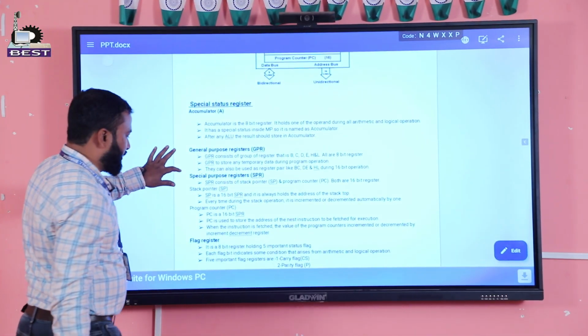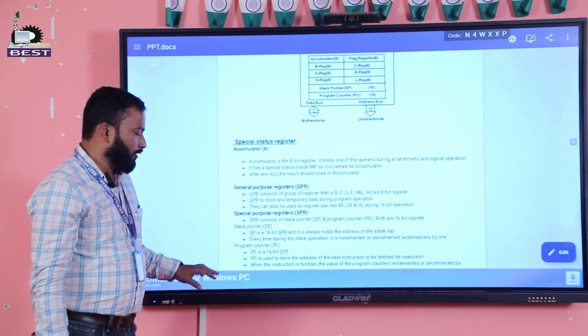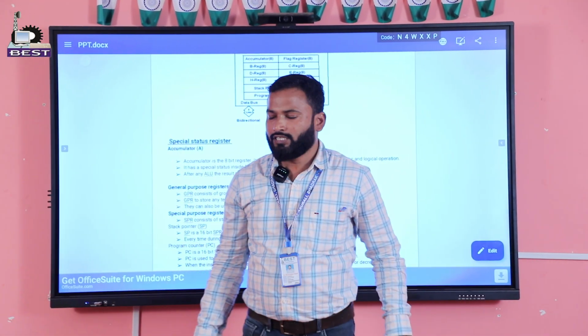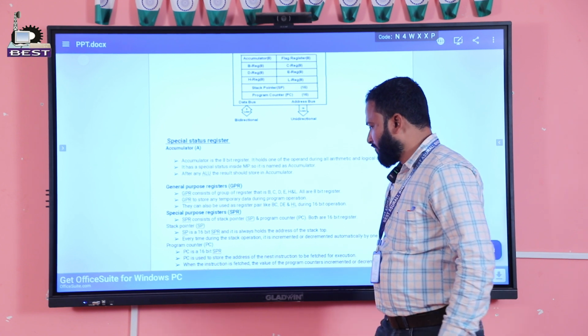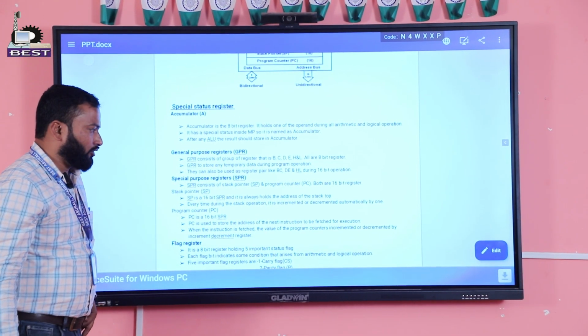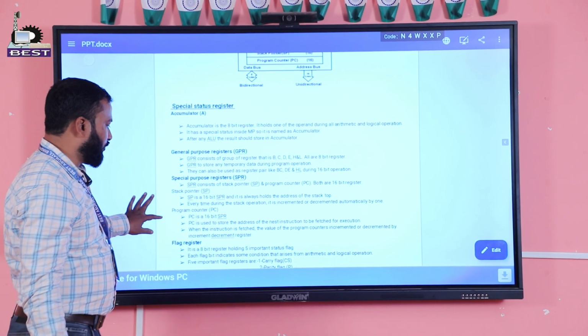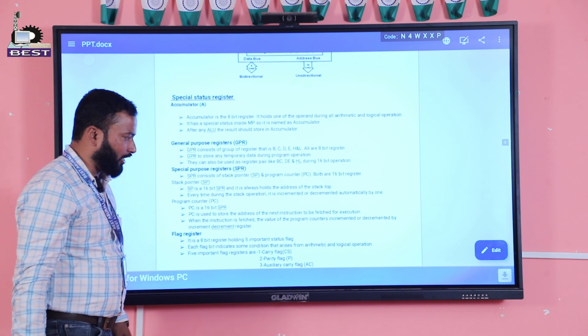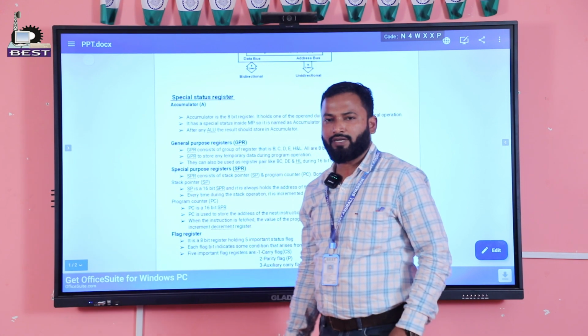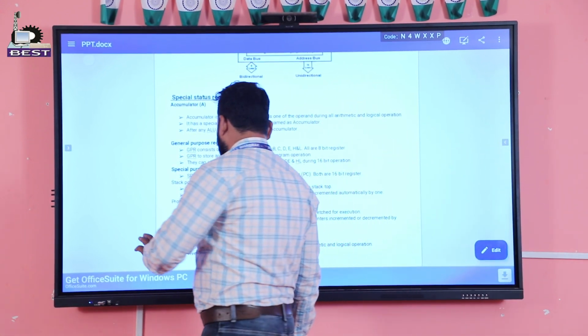Then our next is the program counter, indicated by PC. PC is also a 16-bit special purpose register. PC is used to store the address of the next instruction to be fetched for execution. When the instruction is fetched, the value of the program counter is incremented by the increment-decrement register.